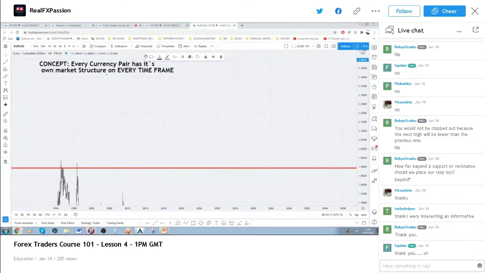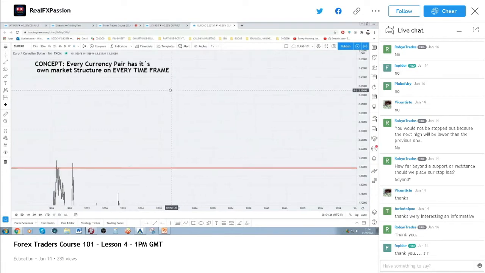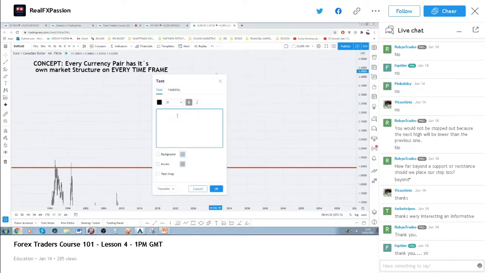Okay, Passion, what is market structure? Calm down, you know. Give me a second. Every currency pair has its own market structure on every time frame, and also, you know, another concept: every currency pair has its own short-term trend on every time frame.